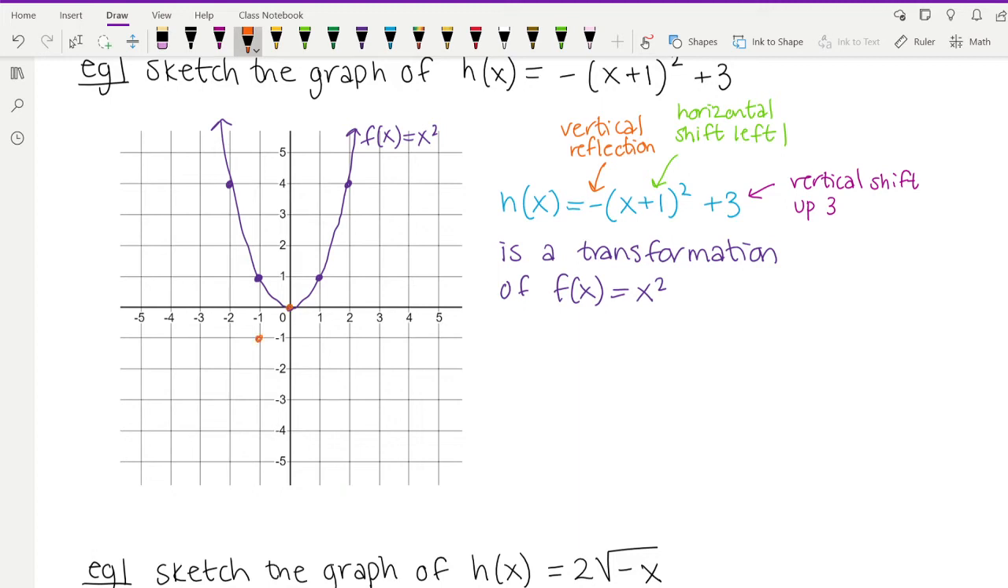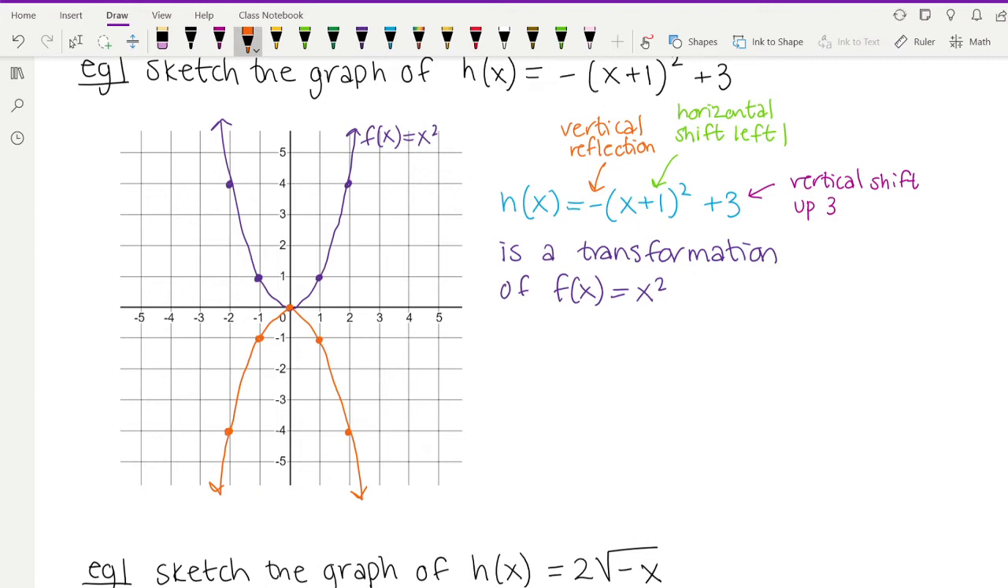And so that means that all of the y-coordinates of our points are going to become the opposite sign of what they originally were. So in this case, they all become negative. Notice the x-coordinates are all staying the same, and the y-coordinates are flipping sign, and that's because it is a vertical reflection. A vertical transformation is never going to affect your x-coordinates, it's only going to affect the y-coordinates. Okay, so that is our reflected graph.